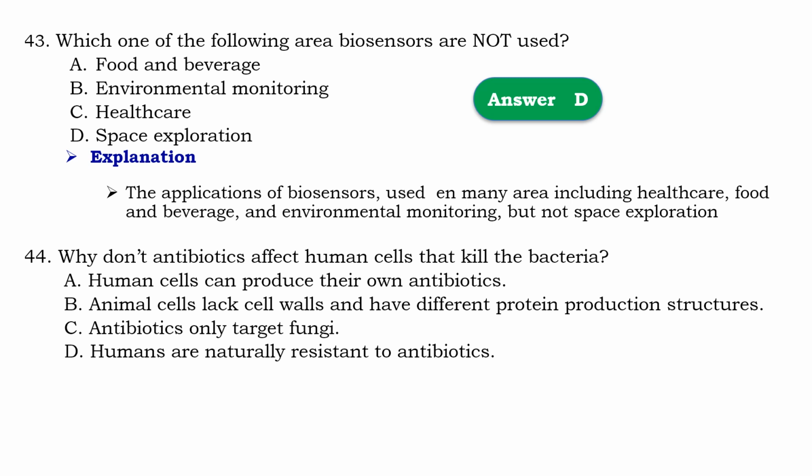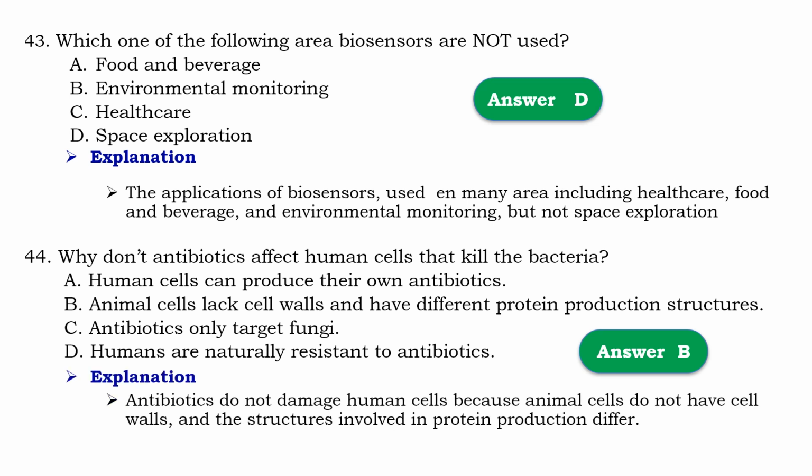Why don't antibiotics affect human cells while they kill bacteria? So that should be B. Animal cells lack a cell wall and have different protein production structure. Means that antibiotics do not damage human cells because animal cells do not have a cell wall and the structure involved in protein production is different from bacteria.